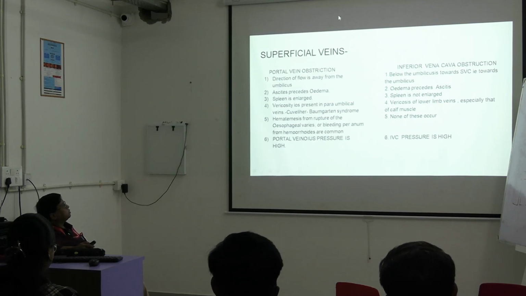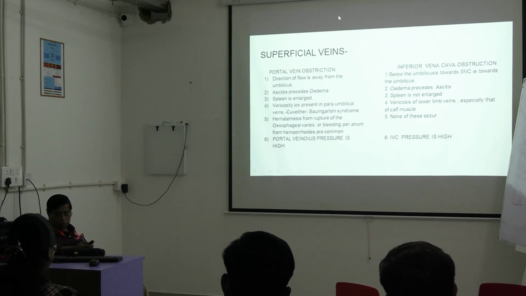Second, ascites precedes edema. In portal hypertension, ascites occurs first, then pedal edema. But in any venous obstruction, edema comes first, then ascites. Ascites will occur, but edema first, then ascites, because ultimately inferior vena cava obstruction will also cause hepatic venous pressure rise. This is not portal hypertension, but there is hepatic venous pressure rise, and there will be oozing of blood into the ascites.